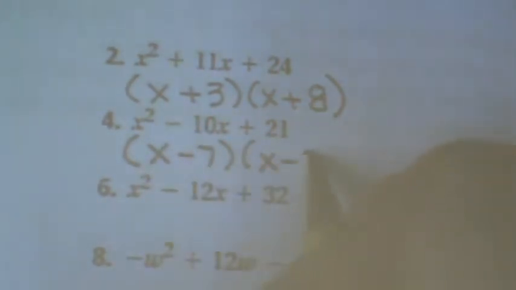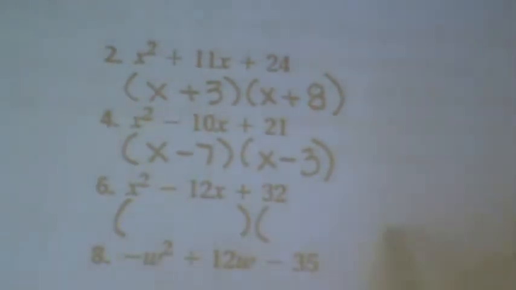So now let's do these ones. Again, what times what is 24 but adds to the 11? And that would be x plus 3 and x plus 8. What times what is 21, but adds to be negative 10, x minus 7, x minus 3. What times what is 32, but adds to be negative 12? Well, let's see, 8 and 4. So it would be negative 8 and negative 4.